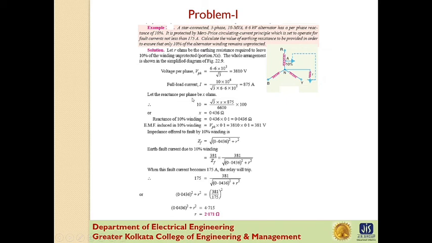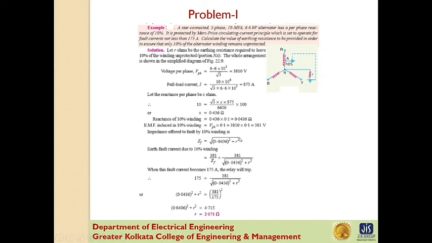Let the reactance per phase be X ohm. Now 10 equals root 3 x 875 by 6600 into 100. So from this equation, X is equal to 0.436 ohm. Now the reactance of 10% winding: we multiply the reactance per phase by 0.1. So it is equal to 0.0436 ohm, and EMF induced in 10% winding is V phase into 0.1, that is 3810 into 0.1, 381 volt.